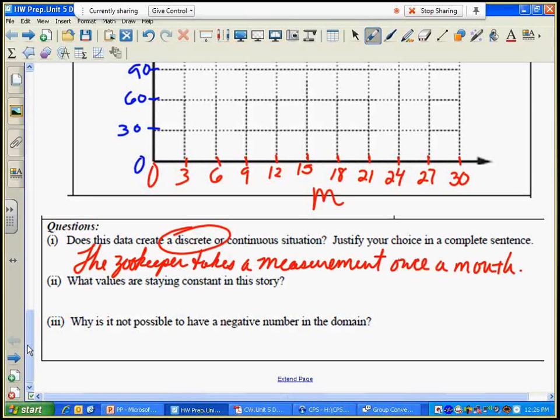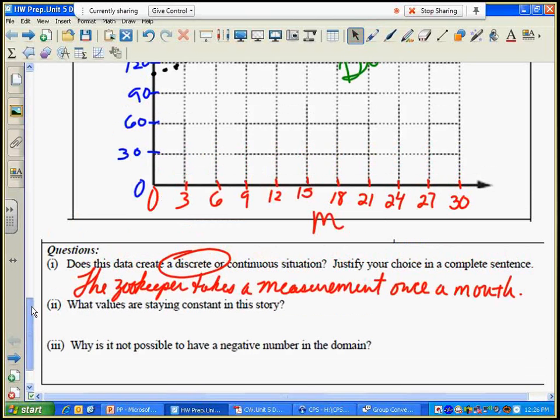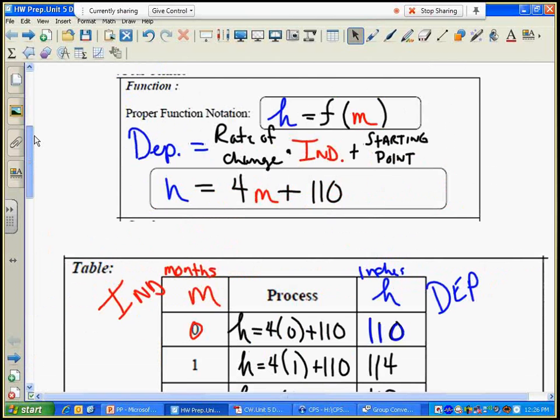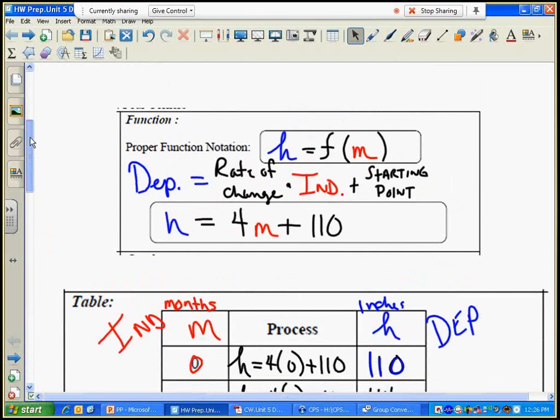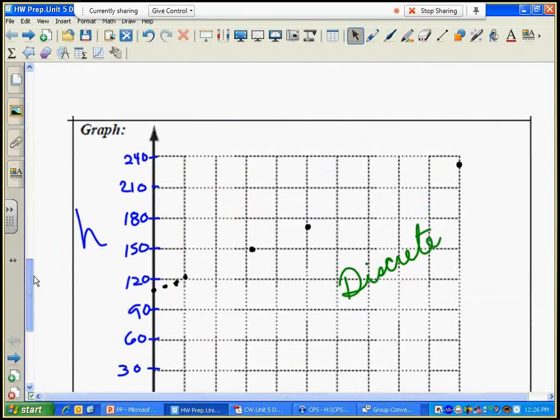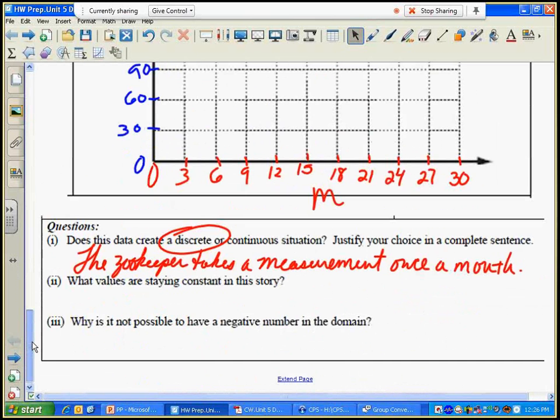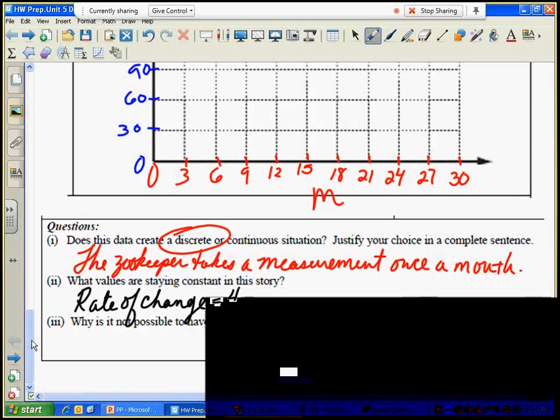Okay. What values are staying constant in this story? Well, these constant values are the values that we found up at the top right-hand corner. It's these values for the rate of change and the starting point, the 4 and the 110. Throughout this entire story, the 4 and the 110, the rate of change and the starting point, are not going to change. So the rate of change equals 4, and the starting point equals 110.